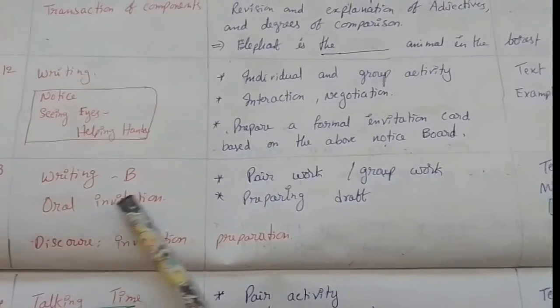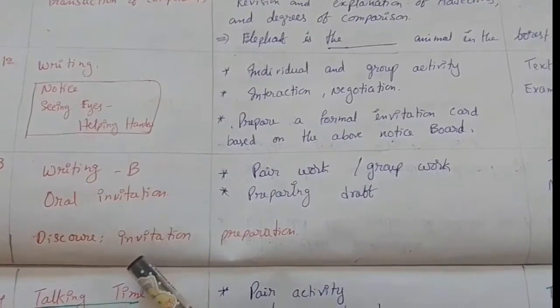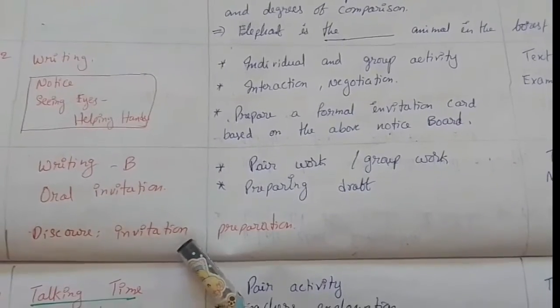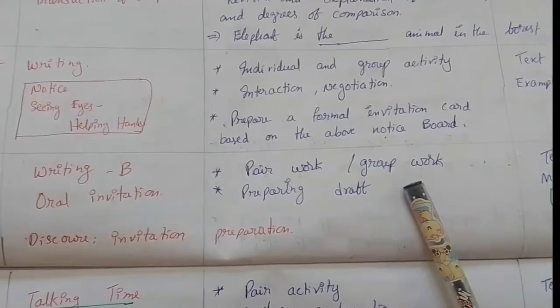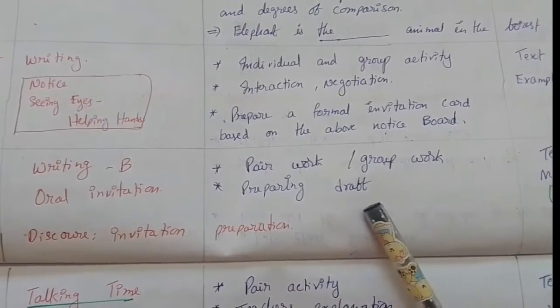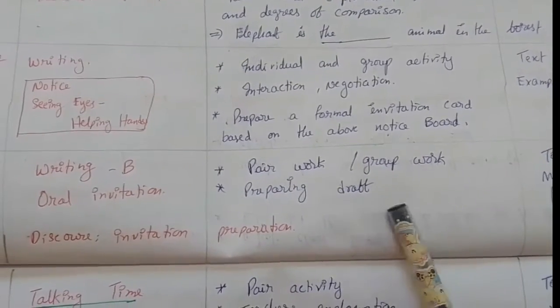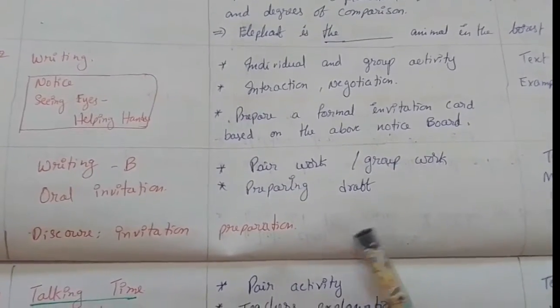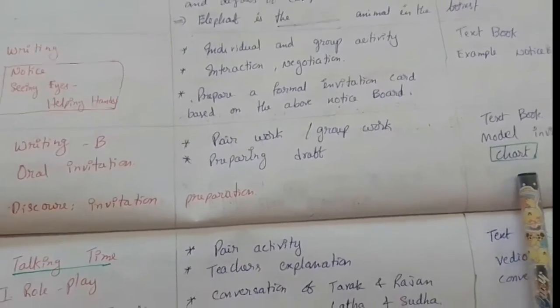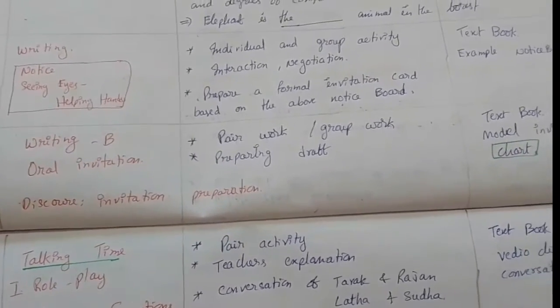Next, in the 13th period, we teach writing, oral invitation. Discourse is an invitation. Pair work and group work will be there. Children prepare drafts and invitation cards. We use textbook, chart and a model invitation as TLM.